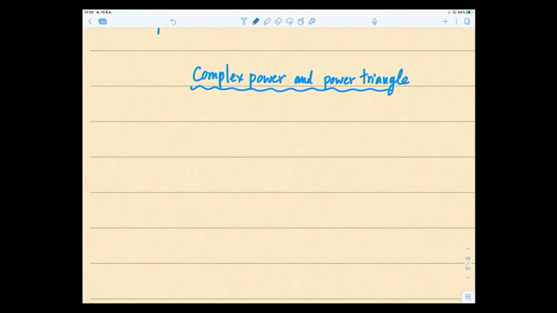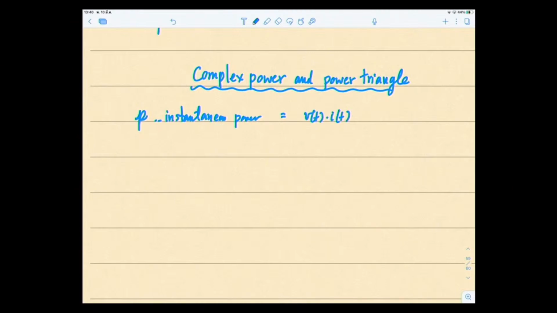Hi, we are back with AC steady state power. So far we have defined instantaneous power, which is simply V of t times I of t.